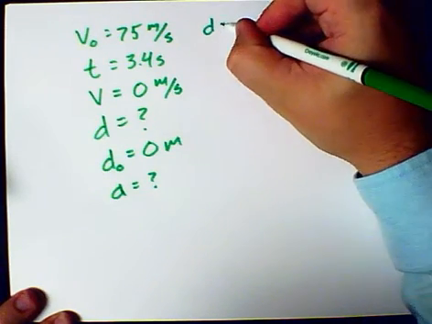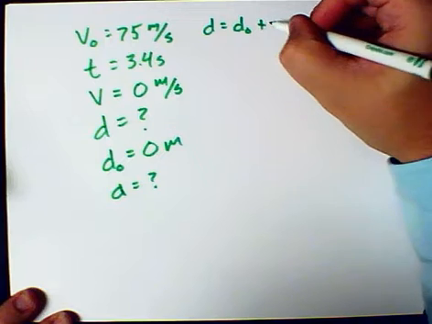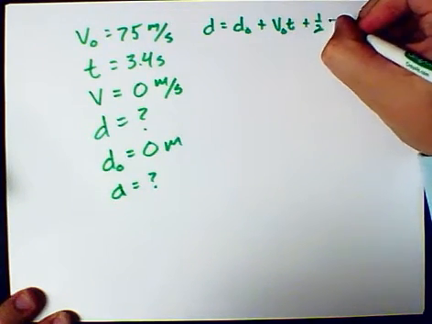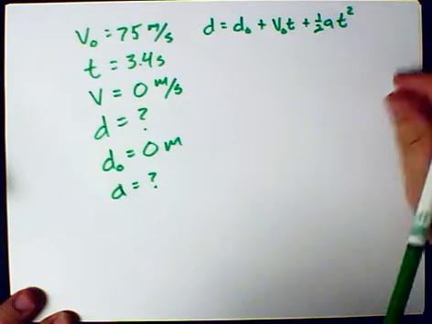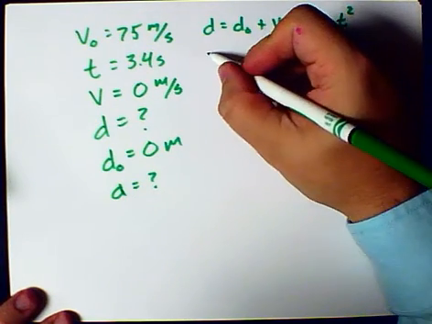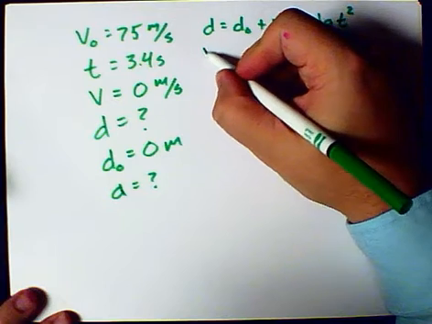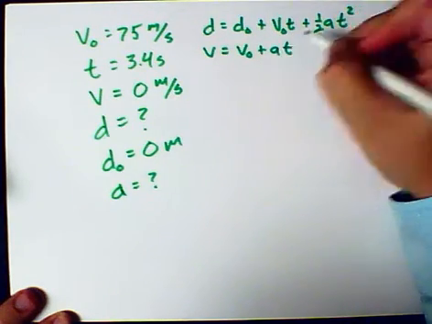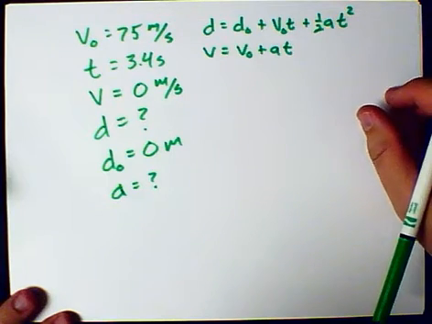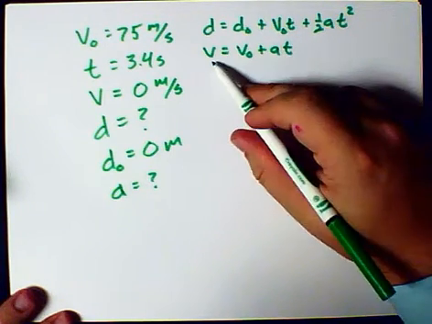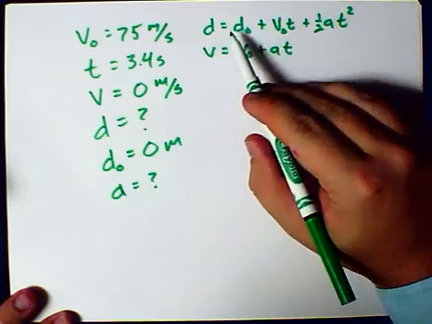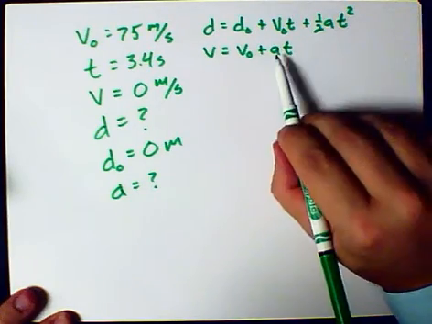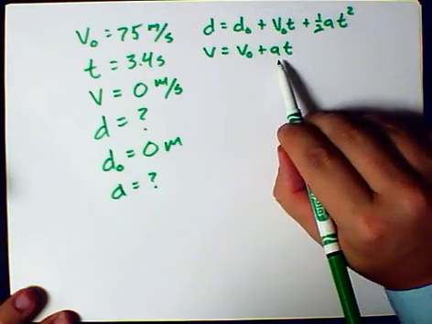Well, d equals d naught plus v naught times t plus 1/2 a t squared. But I also don't know a, and we have an equation that has v equals v naught plus a t. So I have an equation that has a in it, and I have all that information. I have an equation that has d in it, and I have everything except for a. So I'm going to solve for a first.